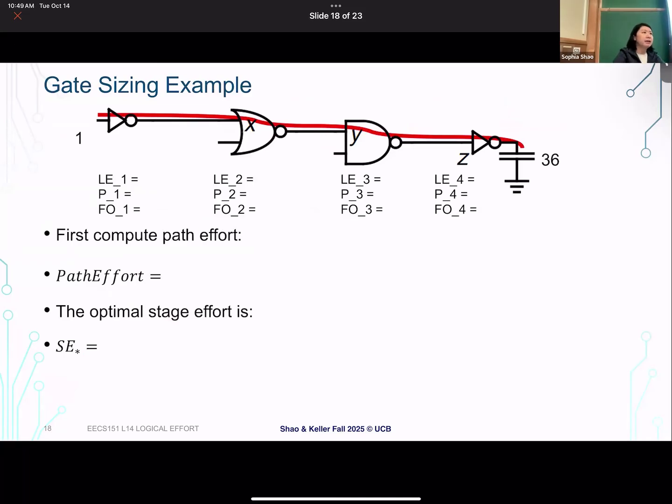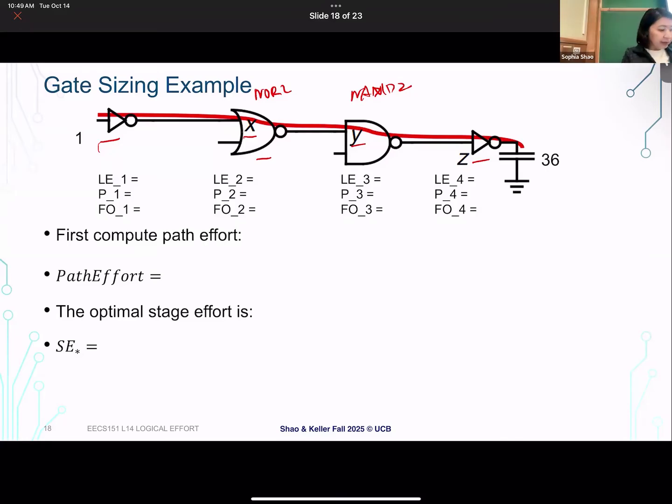So here, different from what we have seen before, this is an example where we start introducing more complex gates, right? So it's not only inverters. We still have two inverters here, but we are adding a NOR gate and also a two-input NAND gate, right? And they are sized X and Y, right? As we typically do, our intention is to minimize overall delay, right?